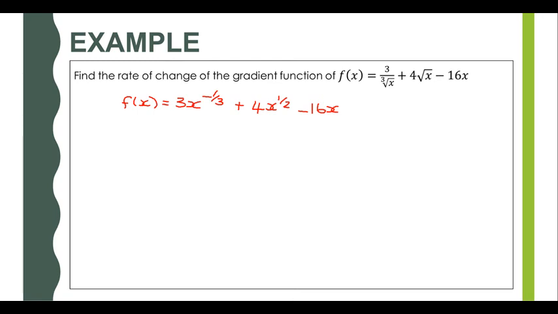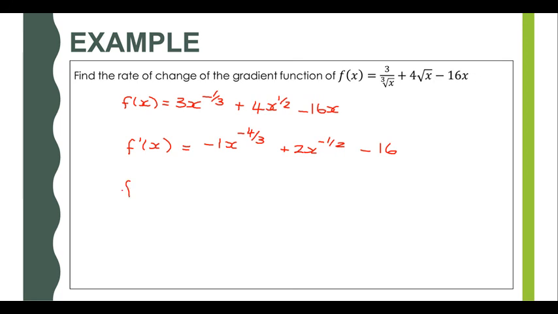So now we've written our equation in a form we can differentiate. We will differentiate to give us our gradient function f dash of x. So times by the power and take 1 off. So we get minus 1x to the minus 4 over 3 plus 2x to the minus a half minus 16. Well, now we've got our gradient function. If we differentiate it once more, we get the rate of change of the gradient function.